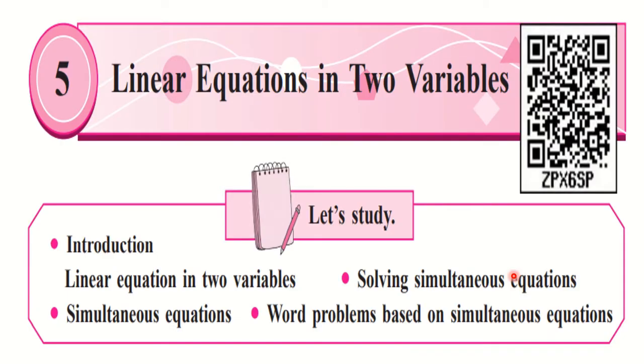We have started with chapter number 5, that is Linear Equations in Two Variables. In that we have seen the meaning of linear equation in two variables, we have seen its standard form, then we have seen about the simultaneous equations, that when we think of two or more equations in two variables at the same time, they are called as what? Simultaneous equations. Then we have seen the methods to solve the simultaneous equations.